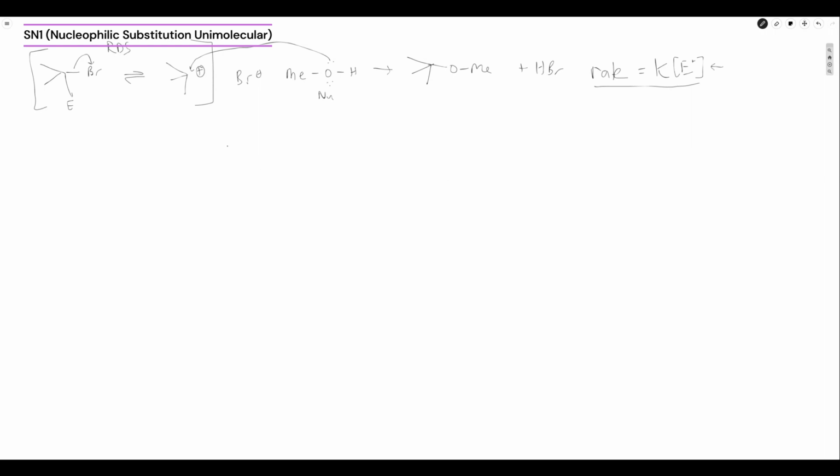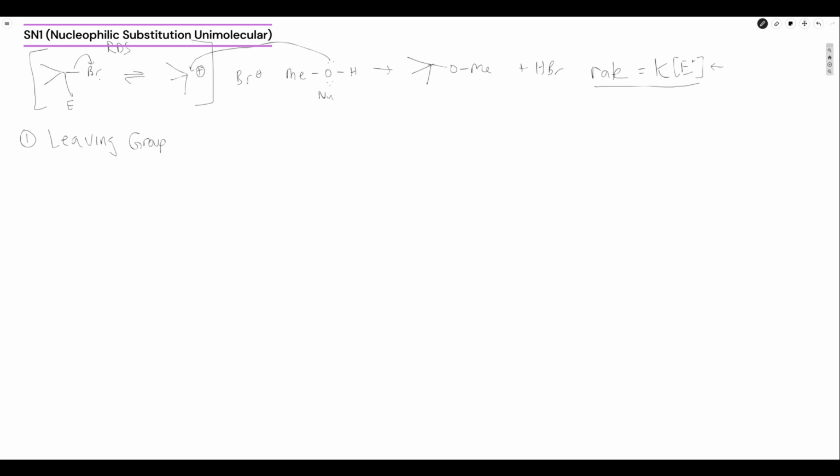It's dependent only on the electrophile. And so therefore, the strength of the nucleophile does not matter at all like it does in an SN2 reaction. In SN1, nucleophile strength doesn't matter at all. However, the strength of the leaving group, or the ability of the leaving group to leave, does matter a great deal, as you can see in the rate determining step. The rate determining step is really dependent on how quickly the leaving group can leave.